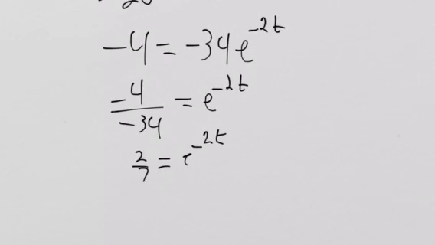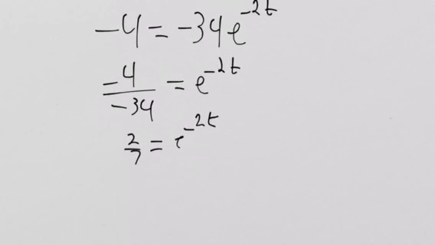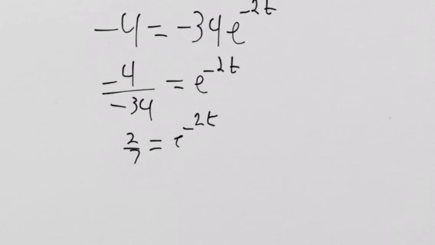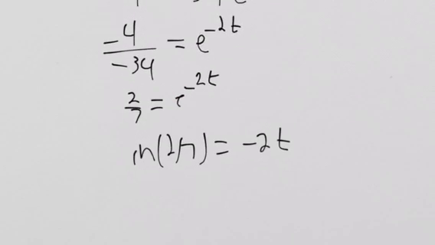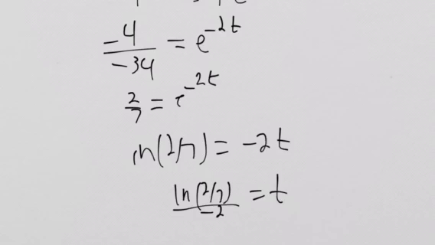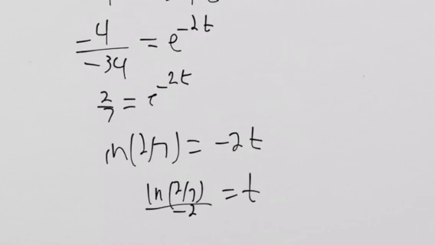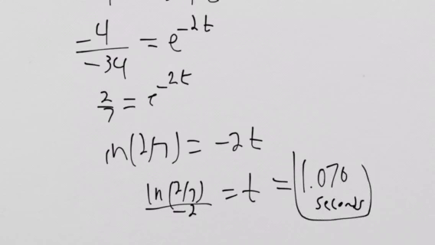Okay, so now we need to solve for t by undoing our e with a natural log. So we get natural log 2 over 17 equals -2t. When we natural log this side, the e cancels, and we're just left with the -2t. And then we can divide by -2, so we get natural log 2 over 17 divided by -2 equals t. And if you type that into a calculator, you should get 1.070 seconds. So that is the time when we reach the speed where it's safe to land.